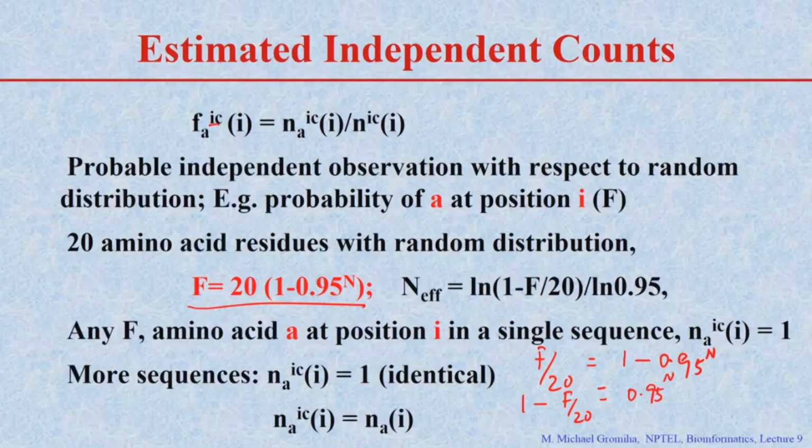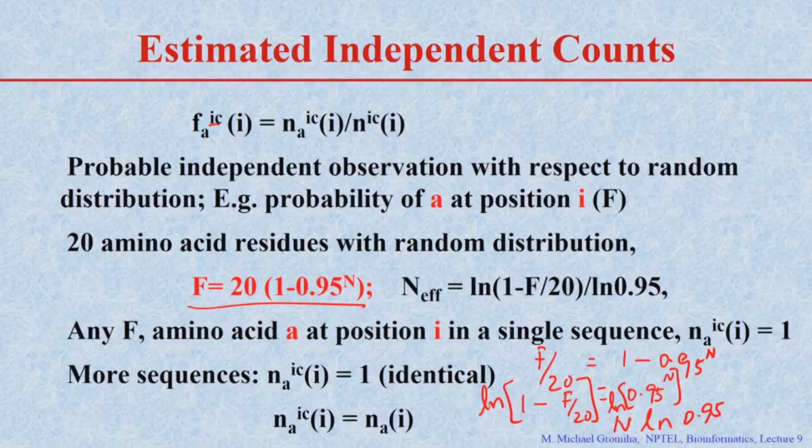Then take the logarithm ln, and you can move the n here, that is n times ln of 0.95. From this you get n effective, which equals ln of 1 minus f by 20 divided by ln of 0.95. So you can get this number, right. So for any f, take amino acid A in position i in a single sequence, this equals 1 if you take that.